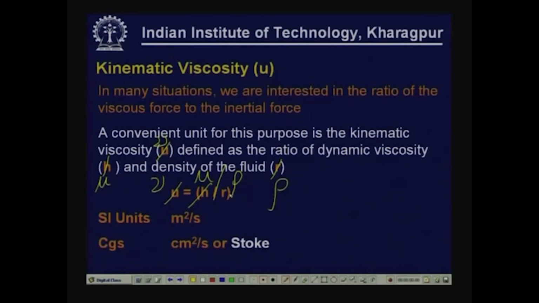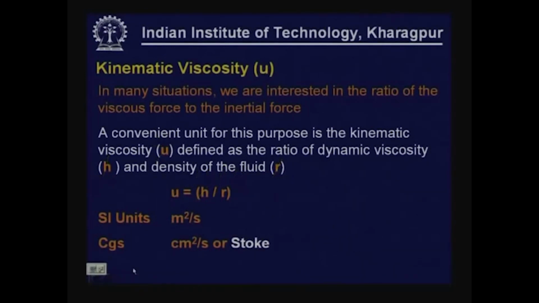The SI unit for kinematic viscosity is meter square per second. The CGS unit is centimeter square per second, or more commonly Stoke is the unit that is normally used. Even more commonly, it is centistoke that is used. Obviously, we know 1 stoke would be 100 centistoke.